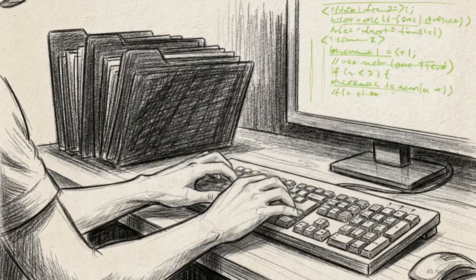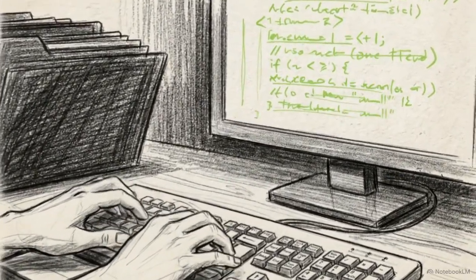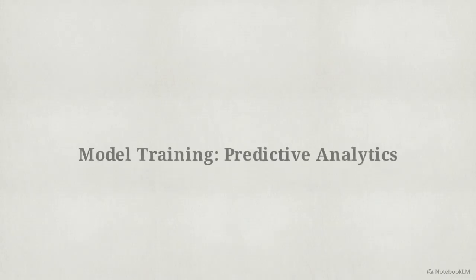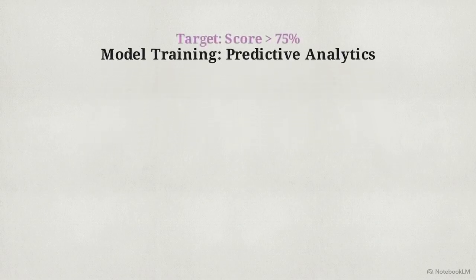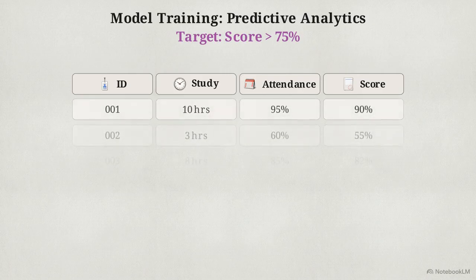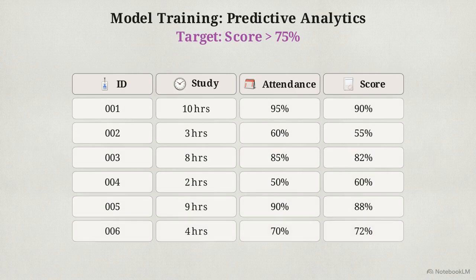It begins by defining a specific problem to solve and then collecting the relevant data to teach the system. This raw data requires preparation. Missing values are filled and duplicate entries are stripped out to create a clean foundation. Let's look at a concrete predictive modeling scenario. Suppose a school wants to guess whether a student will score over 75% on an upcoming exam. They compile data on past students, study hours, attendance records, and past test scores.